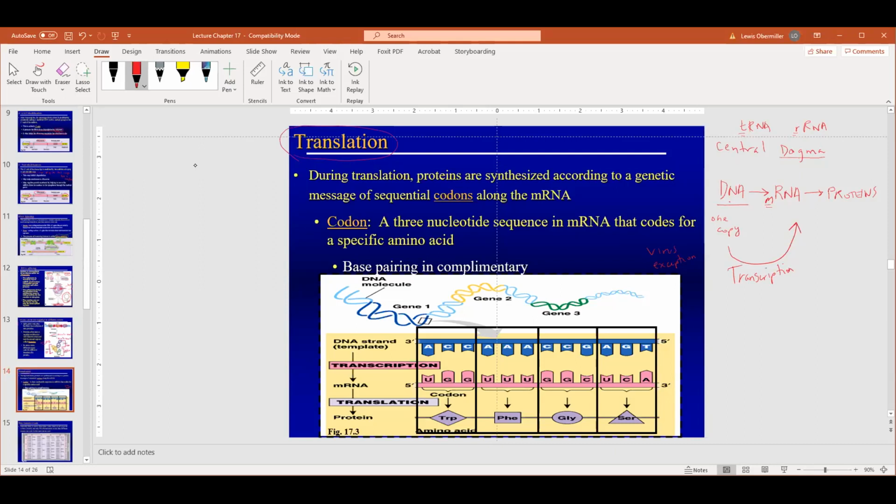So the next step, once the mRNA is made, it goes out into the cytoplasm. Or if you're a bacteria, it's already in the cytoplasm. And then it's read by ribosomes, which we talked about in chapter 6. And ribosomes are basically free or bound. The bound ones are on the rough ER, and the free ones are in the cytoplasm.